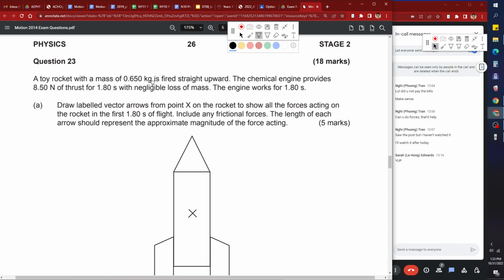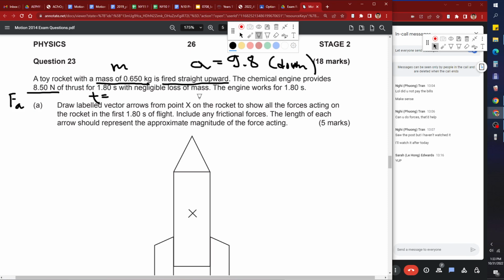A toy rocket has a mass, good. It's fired straight up. Okay, something like this, fires straight up. We know acceleration is going to be downwards. So I'm just going to write that right away so I don't forget. The chemical energy provides this amount of force. So we have applied force, right? That's the engine doing that for a certain amount of time. Negligible mass, we don't have to worry about mass. Yes, we already know the time.